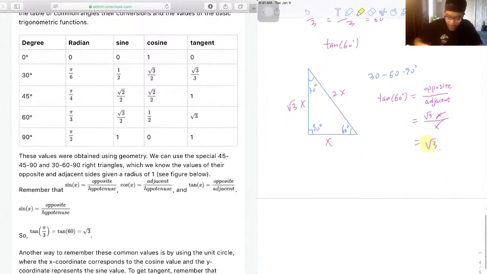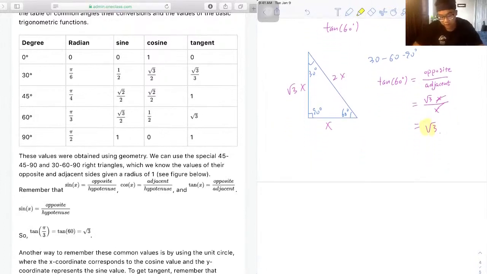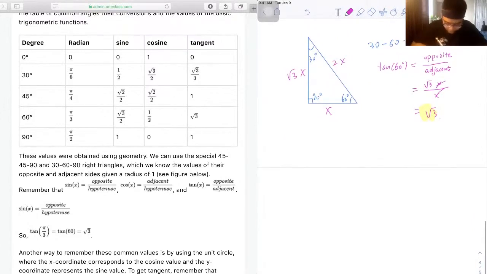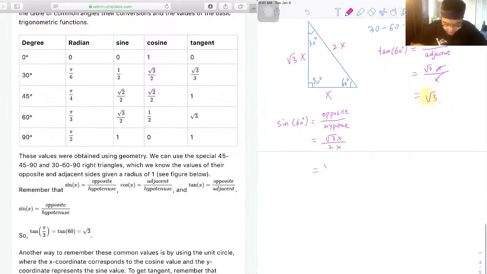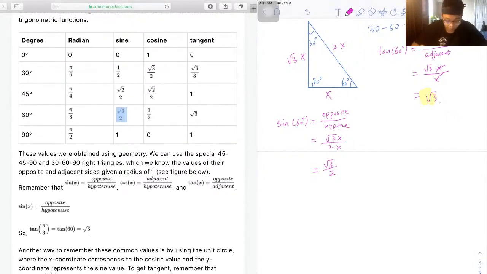So how about we just do sine 60 and cosine 60 just for review. So sine 60 will be equal to opposite over hypotenuse, which is equal to root 3x over 2x, which is root 3 over 2. And you can see here, it's still root 3 over 2 in our table, so we're getting the correct answer.